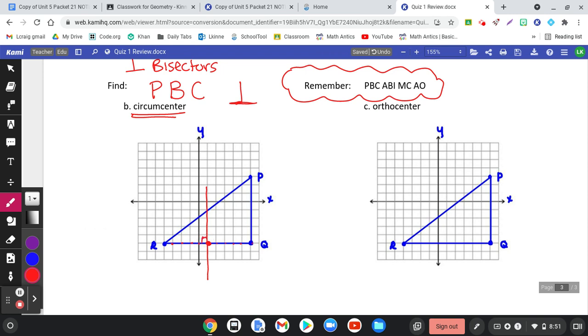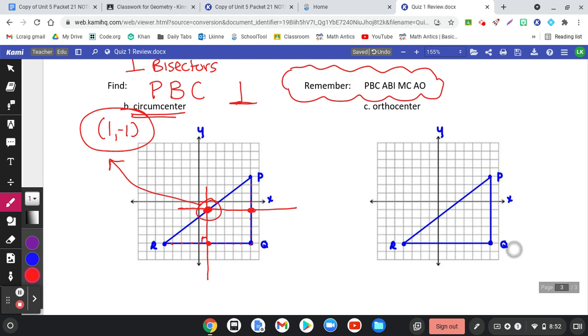Do the same thing for PQ. 3, 4, 5, 6, 7, 8. So 1, 2, 3, 4 would be cutting it in half. There's the bisect portion. Perpendicular to a line going straight up and down would be straight across. The point where those meet, which also happens to be the midpoint of that third side, is your circumcenter. So it's going to have the coordinates (1, -1). Don't forget your parentheses.